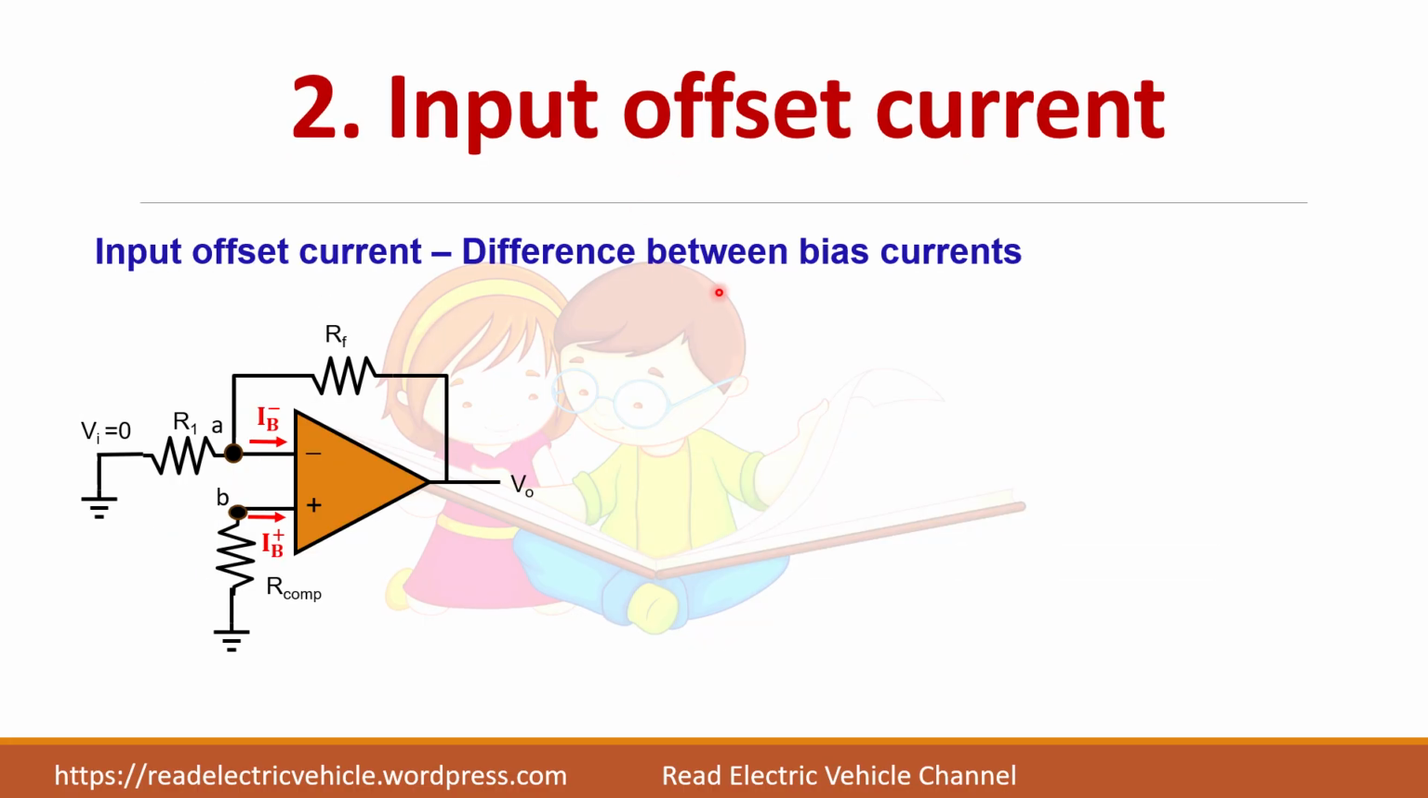Next, we will see about offset current. So we have seen that the bias currents are not equal. So the difference between the bias currents is called the offset current. Why there is a modulus here means we don't know which is greater. So anything can be greater. So it is normally represented like this.